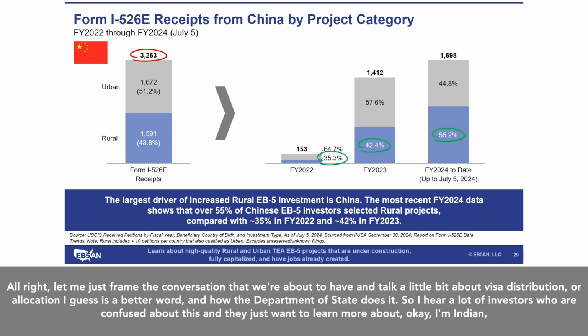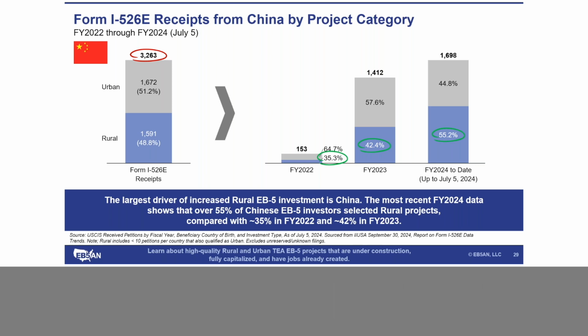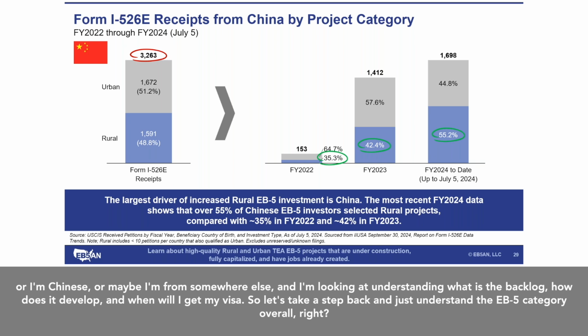All right, let me frame the conversation we're about to have and talk a little about visa distribution, or allocation, I guess is a better word, and how the Department of State does it. I hear a lot of investors who are confused about this. They want to learn more about, okay, I'm Indian, or I'm Chinese, or maybe I'm from somewhere else, and I'm looking at understanding what the backlog is, how it develops, and when I will get my visa.